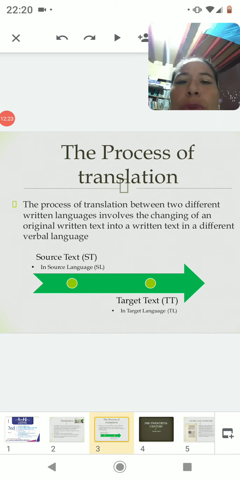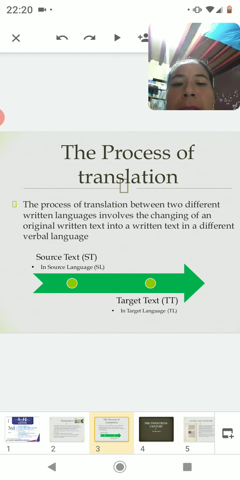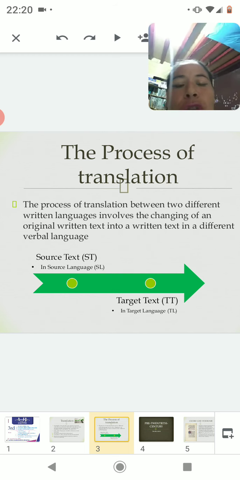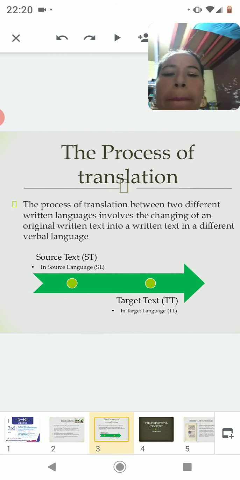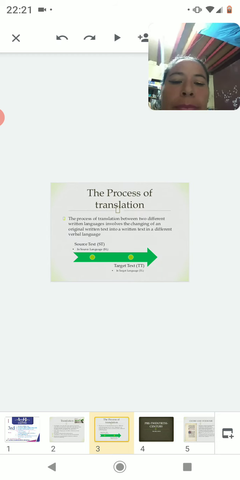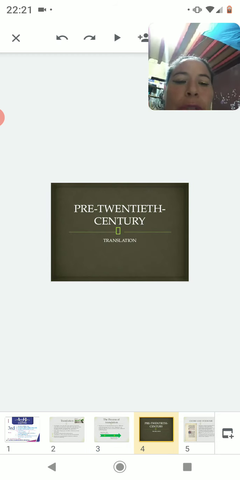The process of translation goes from the source text and the source language to the target text and the target language. And we're going to talk about the history of translation.